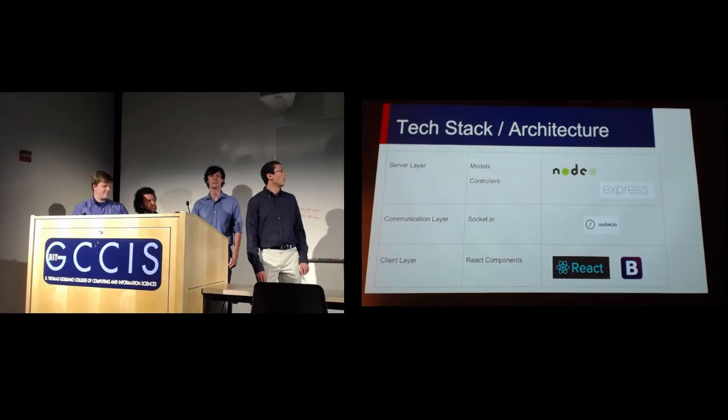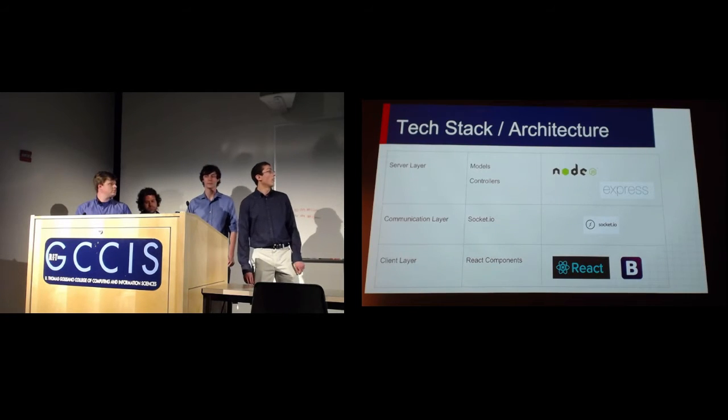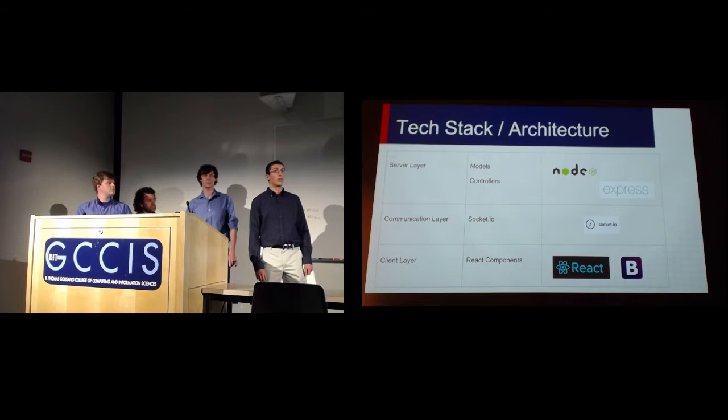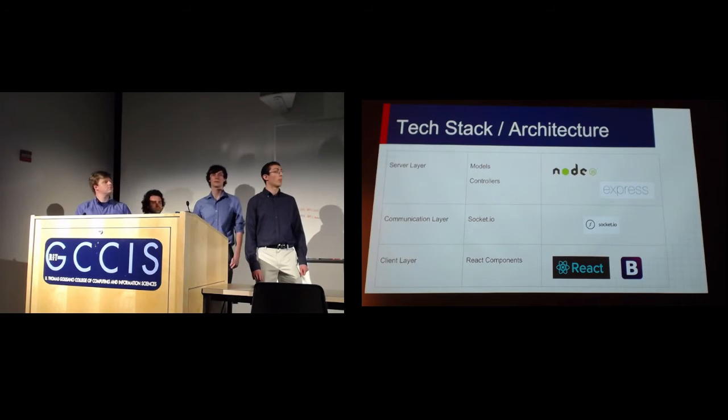So this table just shows the new tech stack that we chose and how it fits in with the rest of our architecture. So on the server, we're running an instance of Node.js on our VM, and we're using the Express web framework, which is a pretty lightweight framework. We're also using Socket.io for communication between our client and the server.